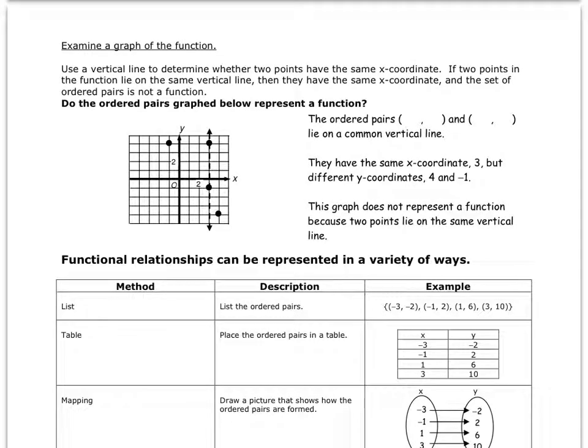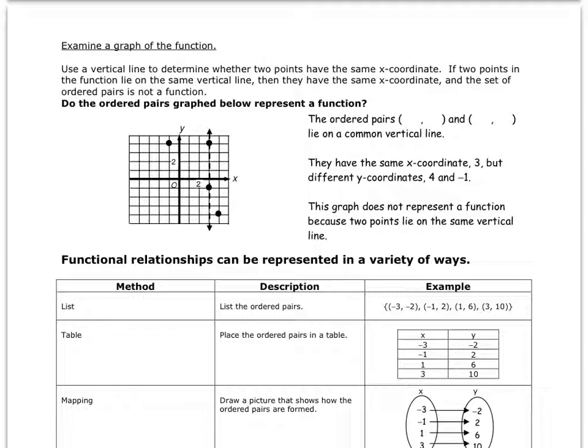And now let's take a look at how we can tell whether or not a graph can be a function. So if you take a look, we do what's called a vertical line test. If you can draw a vertical line through more than one point at a time on the same line, and more than one point touches that vertical line, then we say that's not a function. And the reason it's not a function is because if you look at the coordinates of those ordered pairs on that line, they have the same x value.